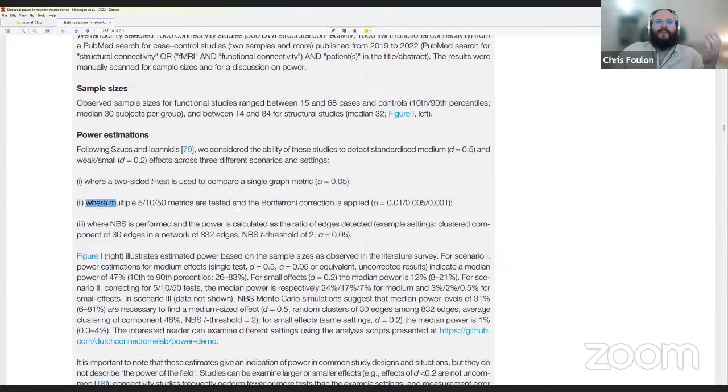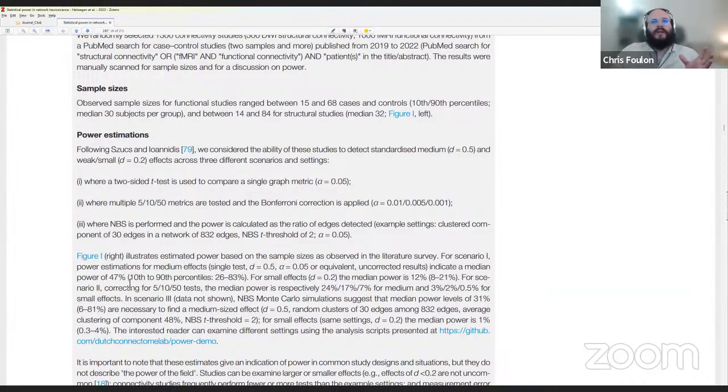Then similarly, you compare between the participants, but with multiple metrics. Here they took 5, 10, and 50. And finally, the more recent network-based statistics.